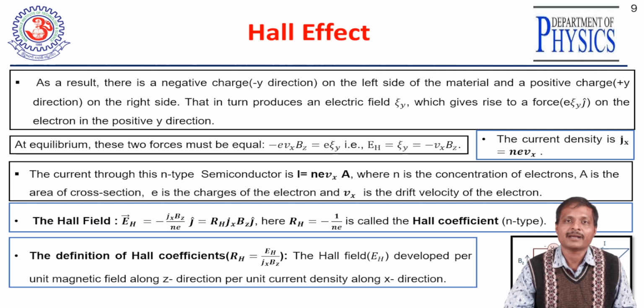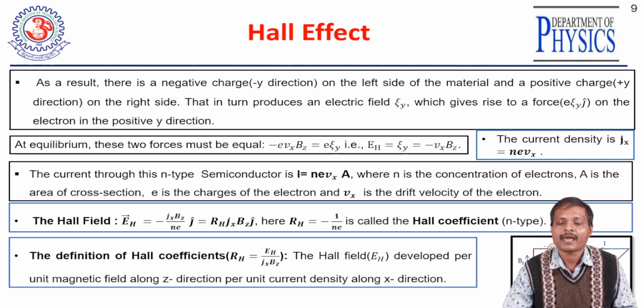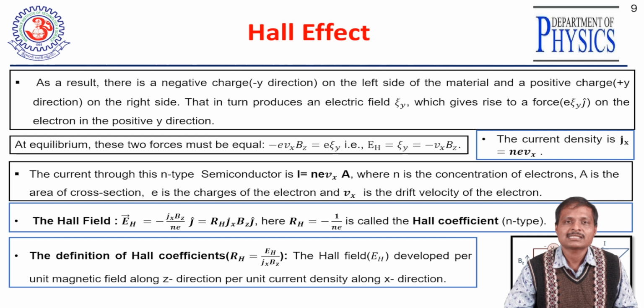Now, what is the Hall field? The Hall field expression we can write as EH equals minus Vx Bz. If we plug in the value of Vx here, that will give minus Jx Bz by n e. What is the direction of this Hall field? That is in the minus y direction, as I said. So that is equal to RH Jx into Bz, along the j direction. What is RH? RH equals minus 1 by n e. That is called the Hall coefficient.